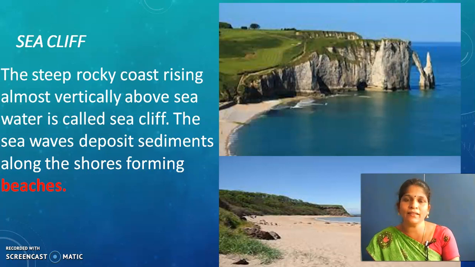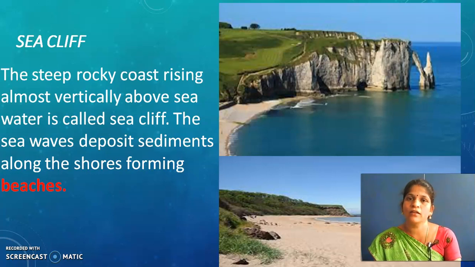Then the sedimentation of sand and other materials makes the shores. That's called beaches. Do you know the difference between the cliff and the beaches? Cliff means the sea waves keep some sediments on the rock, and it rises vertically. That's called a cliff. And where it makes the shores and deposits the sand or soil, that place is called a beach.